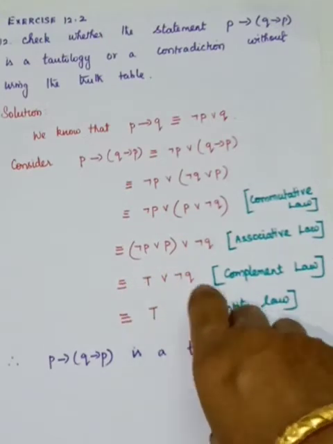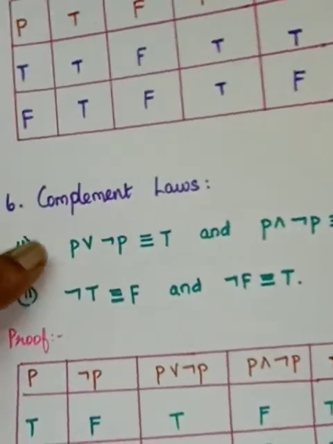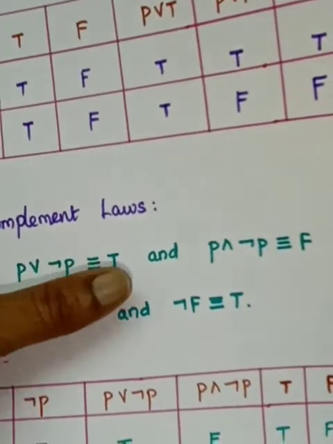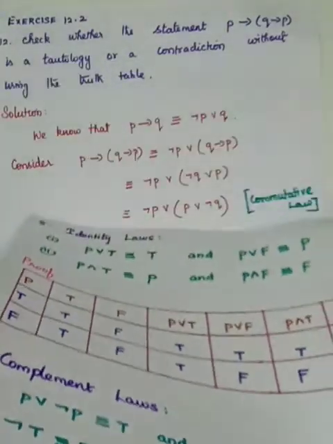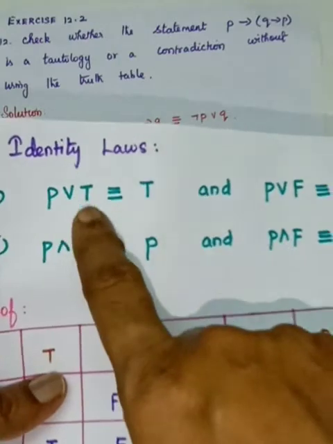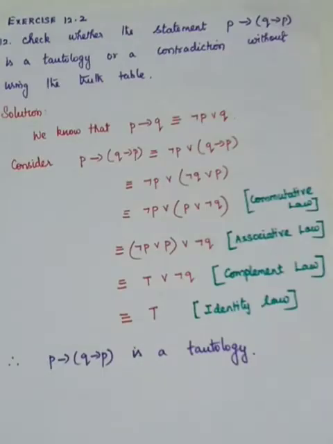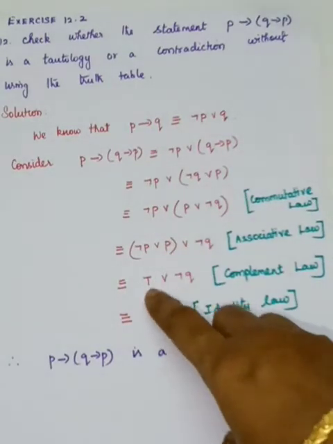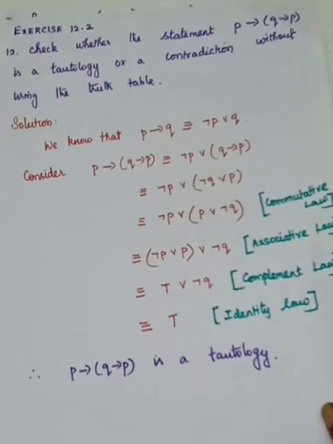Here we are using the identity law. Look at the complement law: P or negation P is logically equivalent to T. And coming to the identity law, P or T is logically equivalent to T, because when OR comes, if one is true, it is true. So here you have only one true, so it is true. Therefore it is a tautology.